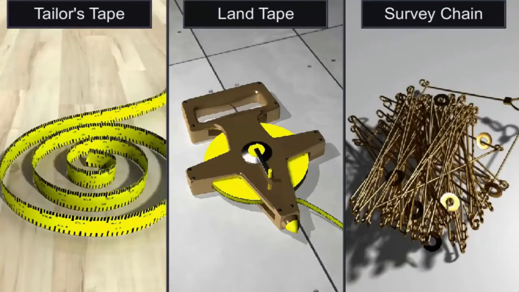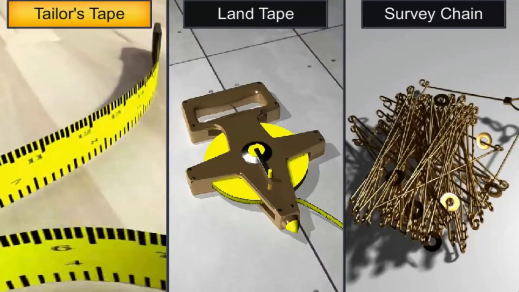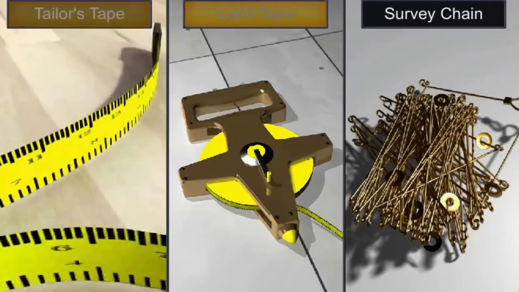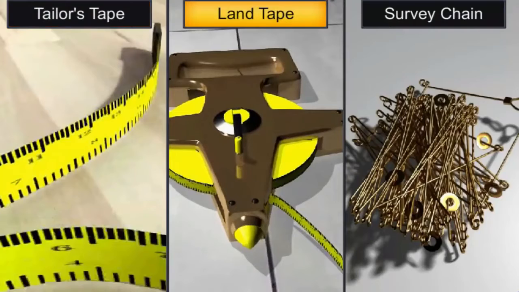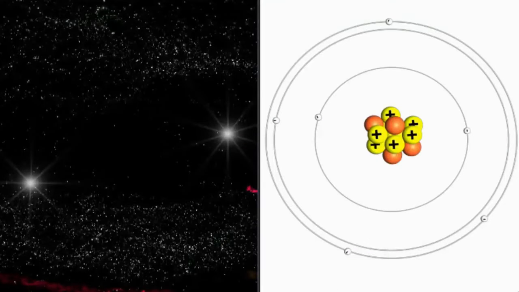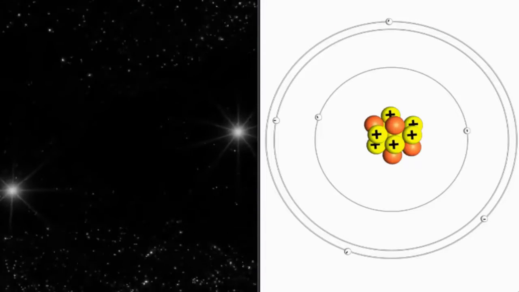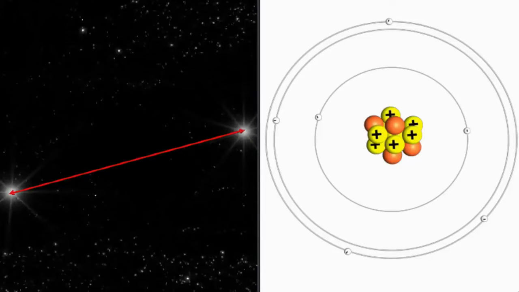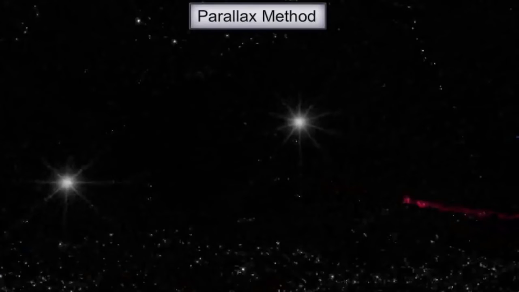You can easily measure length of various entities using appropriate instruments, such as a tailor's tape for length of a cloth, a land tape for length of a building, a survey chain for length of roads, etc. However, lengths to be measured can be as large as the distance between two heavenly bodies or as small as the radius of an atom. To measure large distances, we employ an important method called the parallax method.